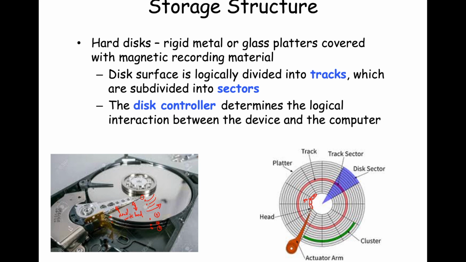And so what will happen is this platter will start spinning like a record, and then this read-write head will seek or move to the right track, and then it'll position downward to get the correct sector as it's spinning by. And it all happens very quickly. And so this disk surface is logically divided into tracks and sectors.